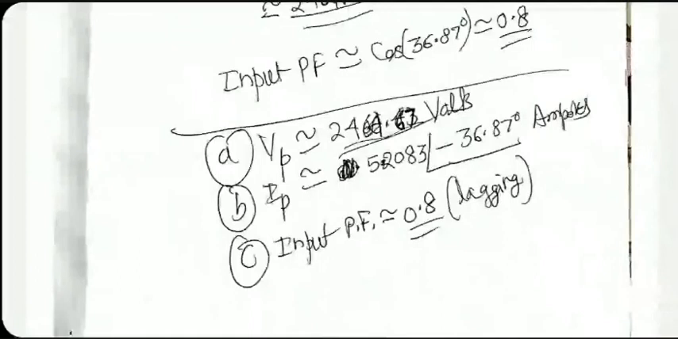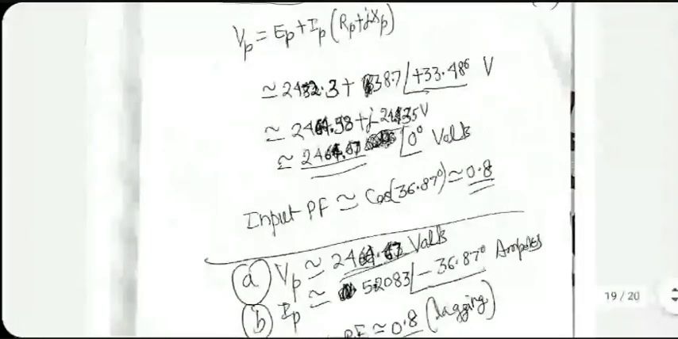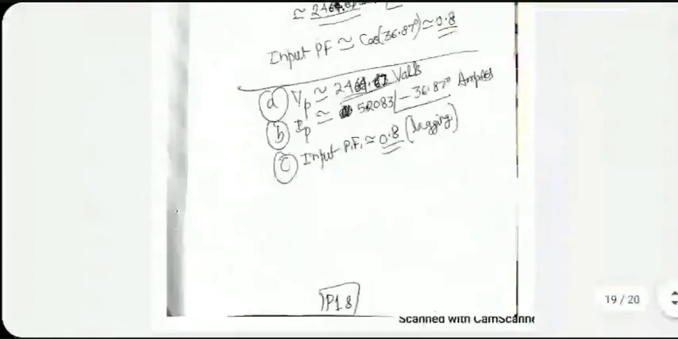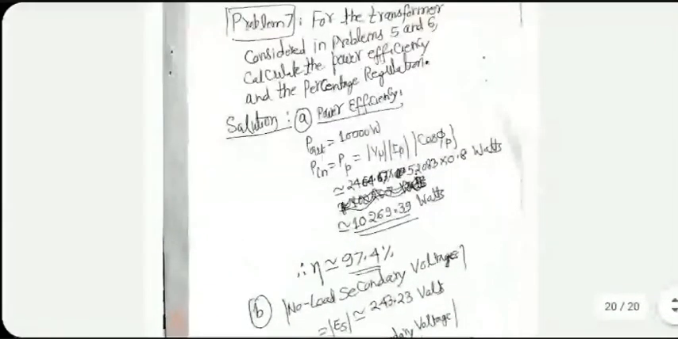So primary voltage is known, primary current is known, and primary power factor will be simply cos of the angle between VP and IP, which is almost the same as the angle of the load. So input power factor is 0.8. Even if you cannot do these calculations in detail, at least be aware that the equivalent circuit is helping you in figuring out all this. The last problem, which is relatively easy mathematically, just 2 more minutes, okay?